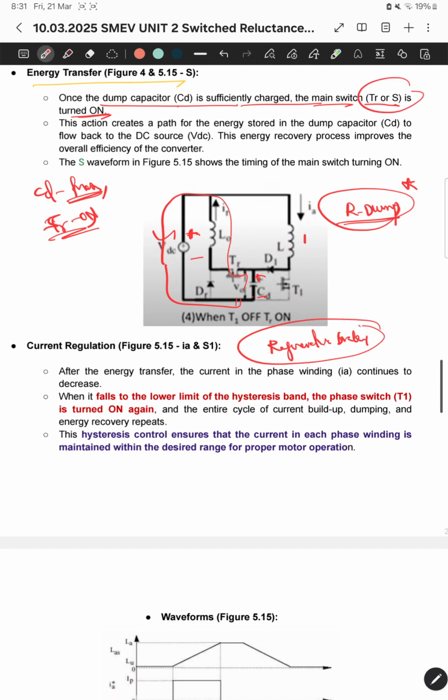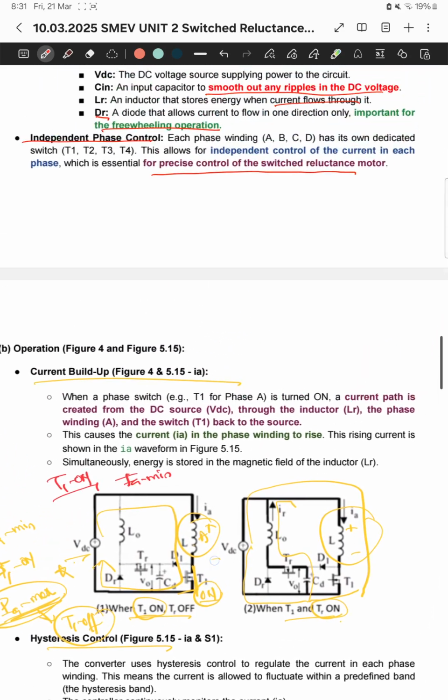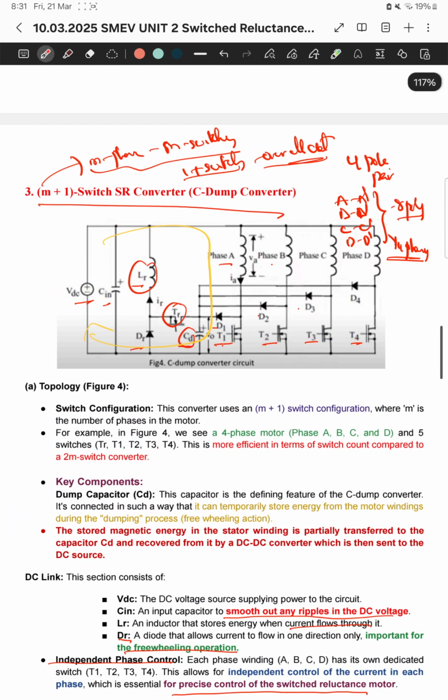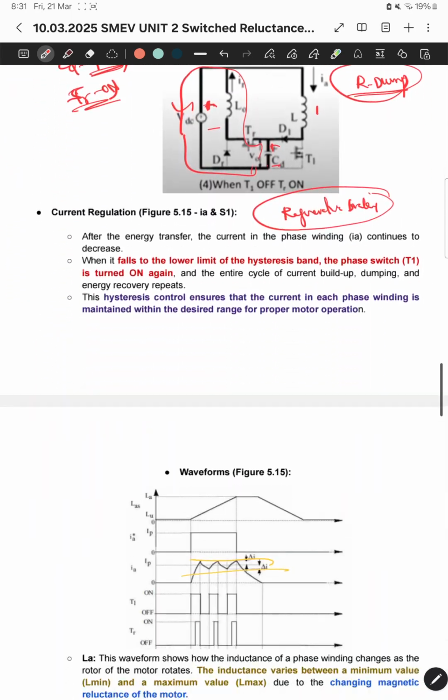This is the major concern and major advantage of this type of converter, and that's why it is called the M1 switch converter, or else the C-dump converter. Why is it called C-dump? The capacitor used temporarily stores energy and it is fed back to the supply.